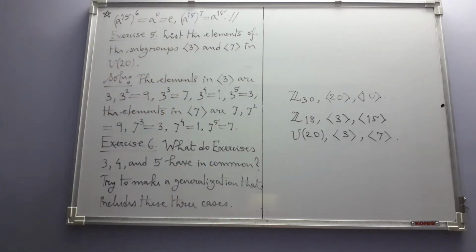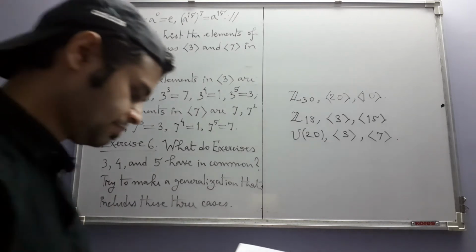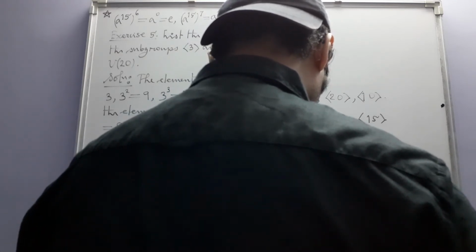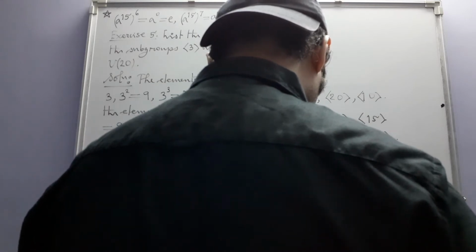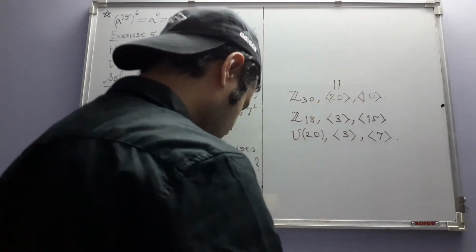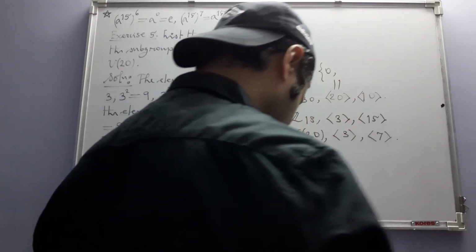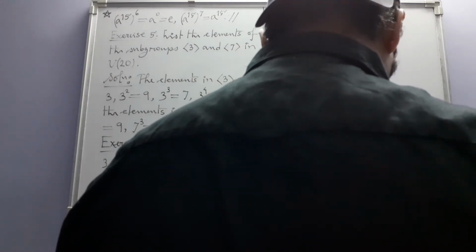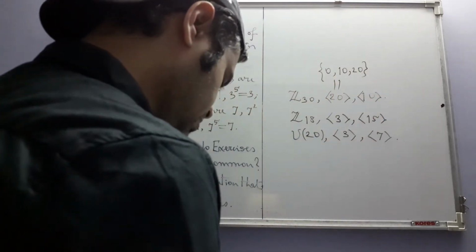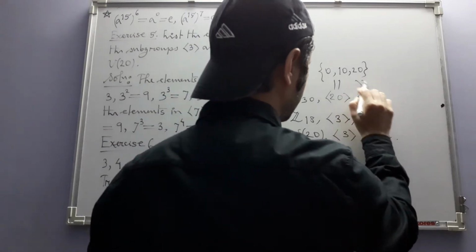Okay, so if you go back to the actual solutions to these exercises, you will see, for example, what are the elements in this cyclic subgroup generated by 20? What are the actual elements? 0, 10 and 20. Fine. Then what are the elements in this other cyclic subgroup? Again 0, 10 and 20.